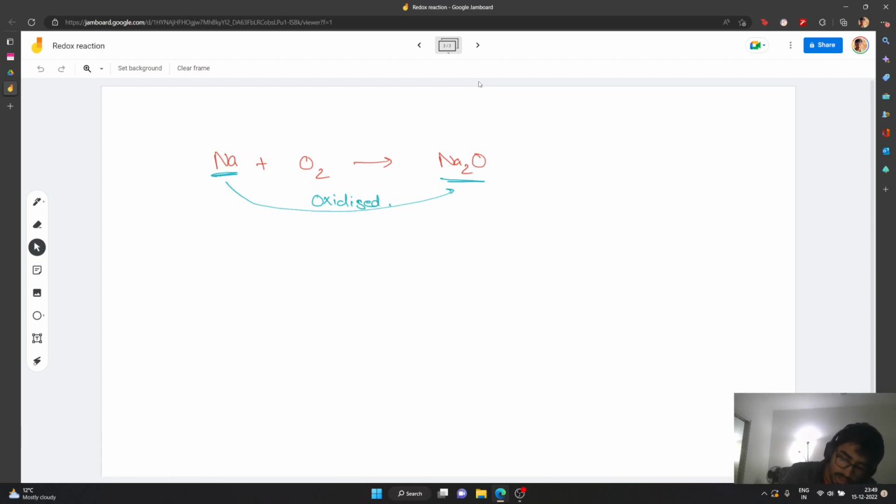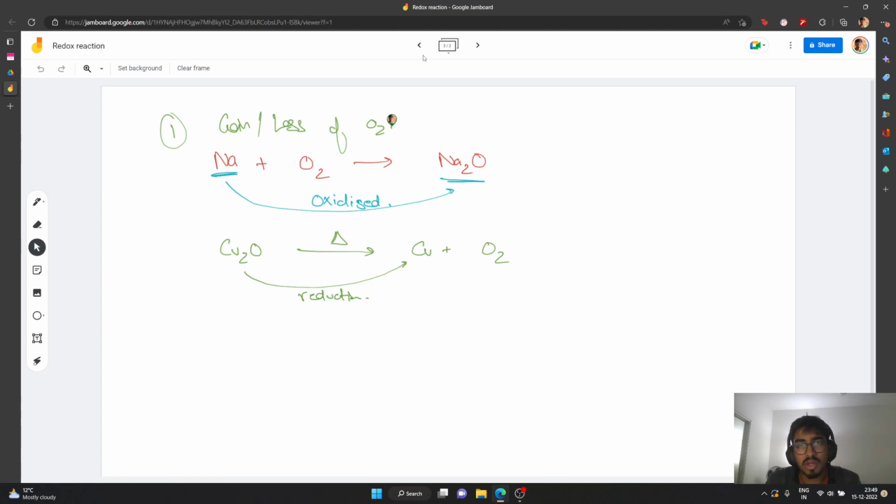Okay, let's take another example in which things break down. Maybe you have Cu2O and then you just heat it. It gives you Cu plus O2. Maybe it's a little unstable as a compound and you just heat it, it just breaks down, right? In this case, take a guess what this would be. It had oxygen before and it lost oxygen, of course, then it will be reduction. So this is the simplest: gain or loss of oxygen. Fair and square, easy.